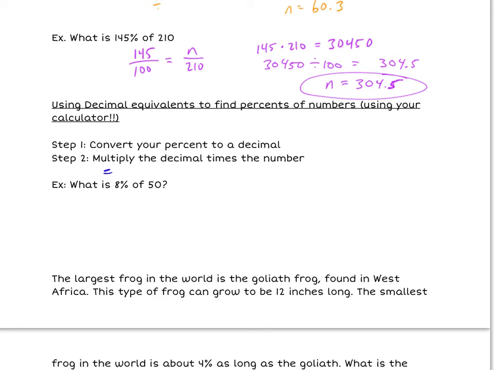And the word "of" also means something in the math world. The word "of" means multiplication. So I can rewrite this word sentence, with what being what I need, so that's my variable. We'll call that n. n equals 8% of, which is multiplication, times 50. So I just rewrote that, and now I actually have a math problem. I have two things multiplied by each other.